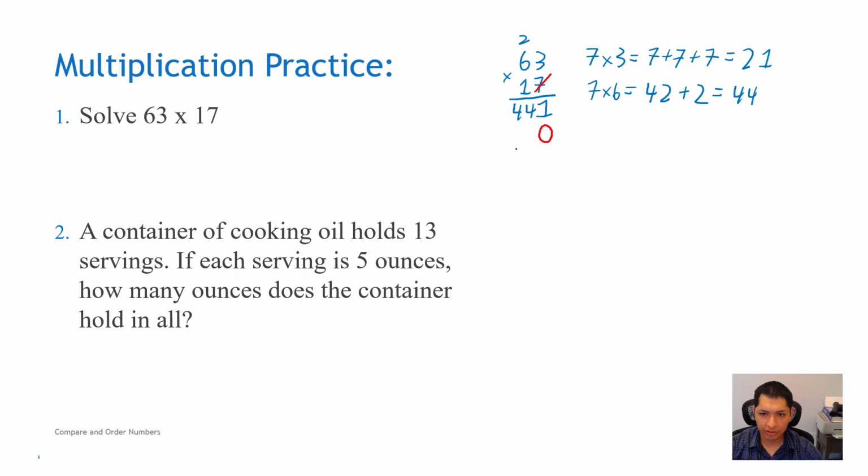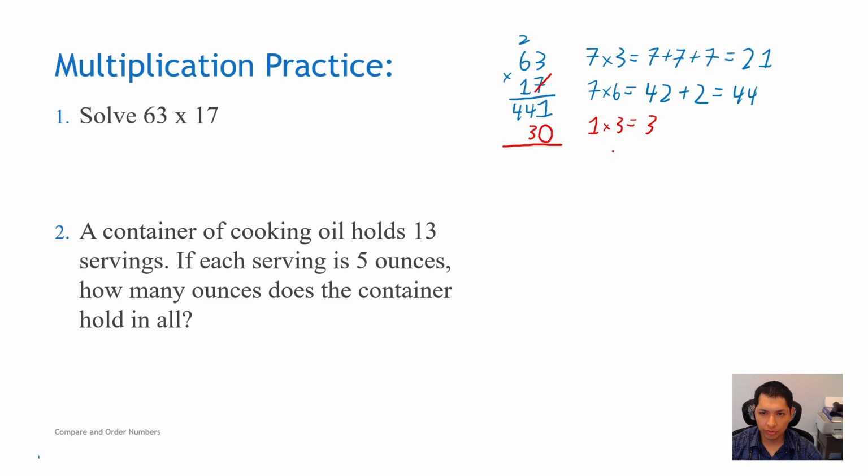I'm going to add a 0 as a placeholder here. And I'm going to start with 1 times 3. So I have 1 times 3, and that is 3. 3 doesn't get added to anything, it's just 3. So I have 3 here.